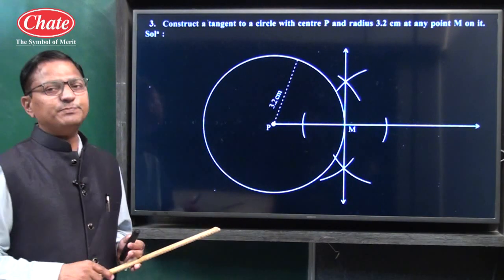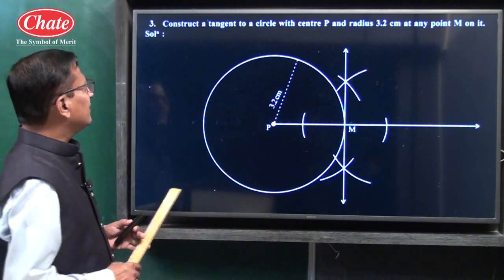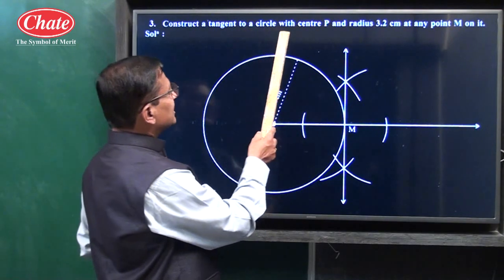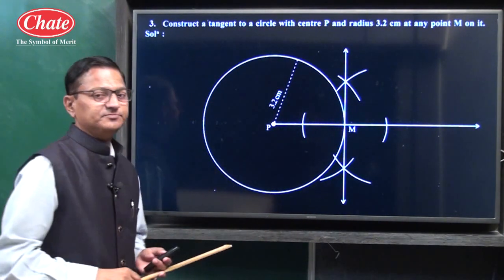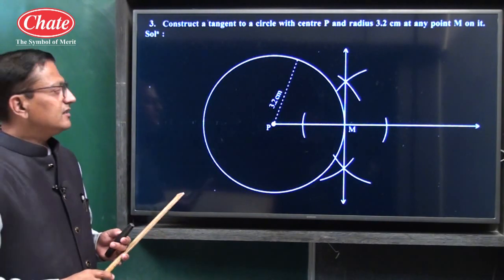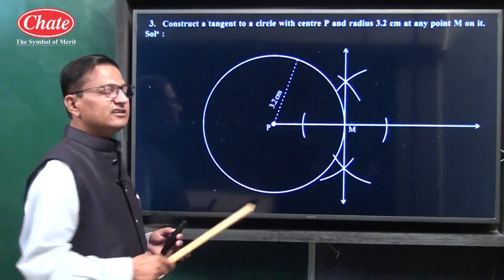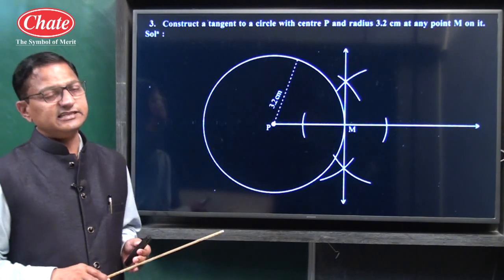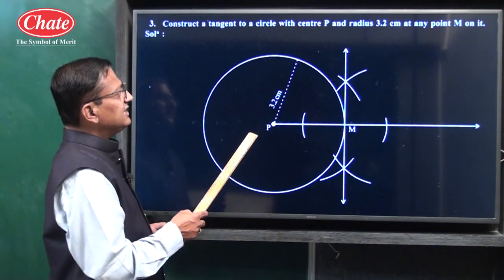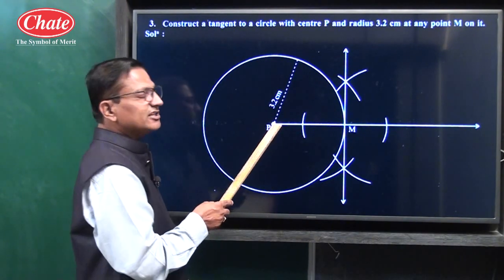Then some simple constructions are there. Construct a tangent to a circle with center P and radius 3.2 at any point M on it. There are two types once again. Number one, by using center, or number two, without using center. This construction is with using center P.